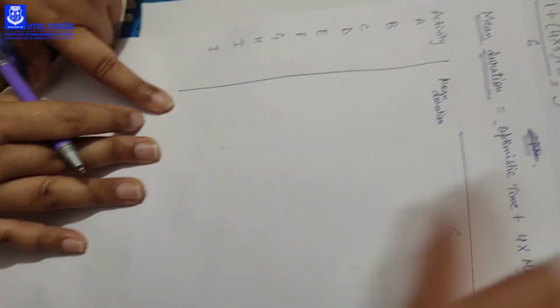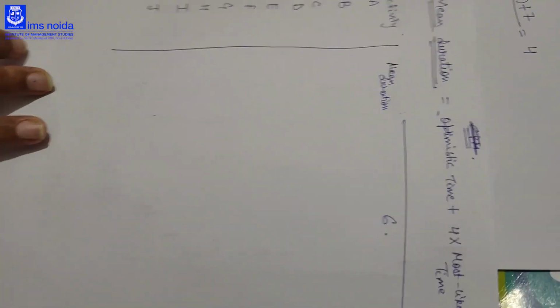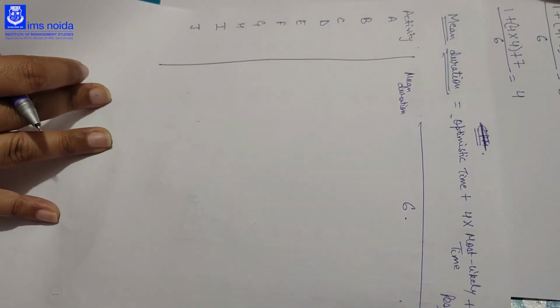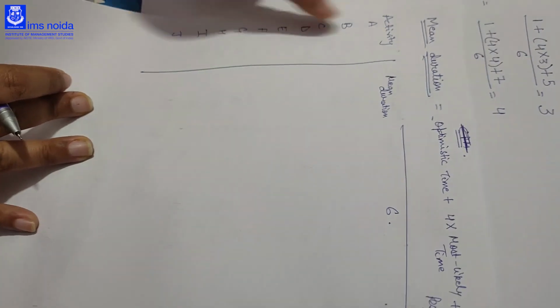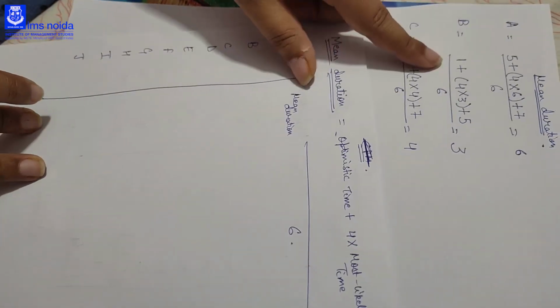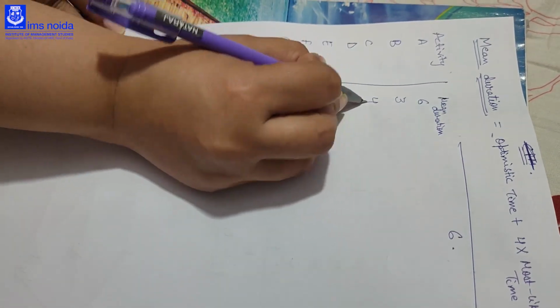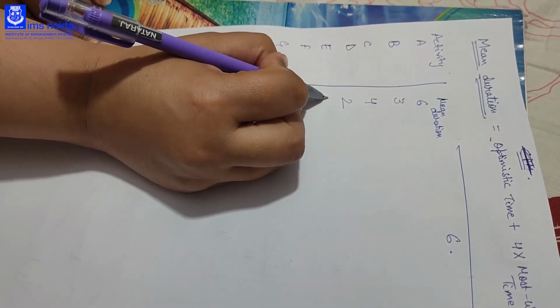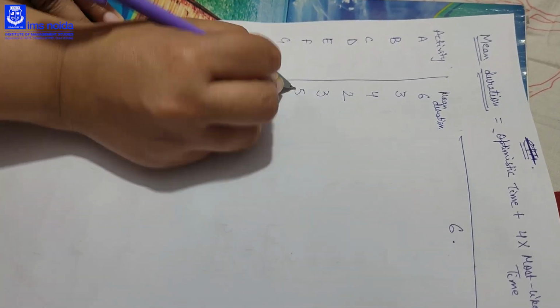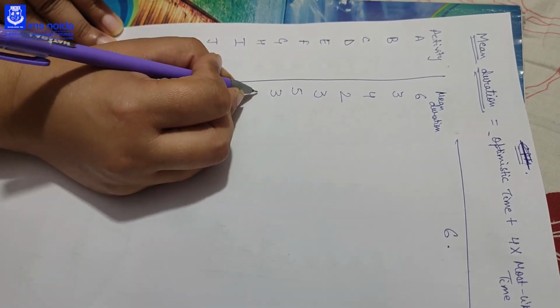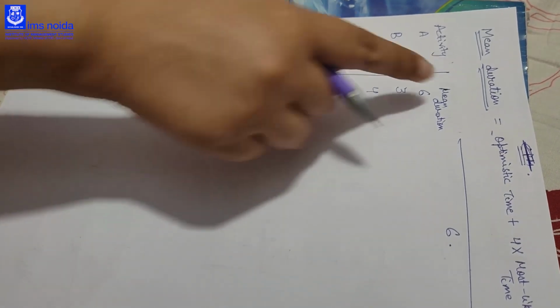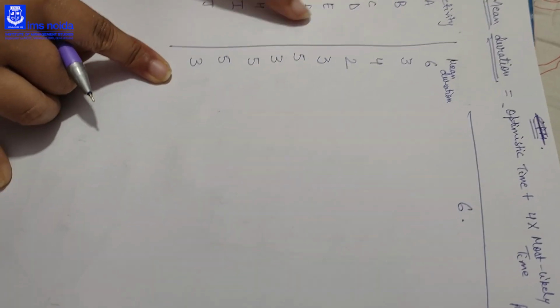I am writing it down directly, as I have already calculated the mean durations. You will do it by applying the formula to every activity, and how you have to apply it, I have explained here. You will find the mean duration. So I am writing the mean durations directly, that is 6, 3, 4, 2, 3, 5, 3, 5, 5, 3. How I found the mean duration, I have already explained.